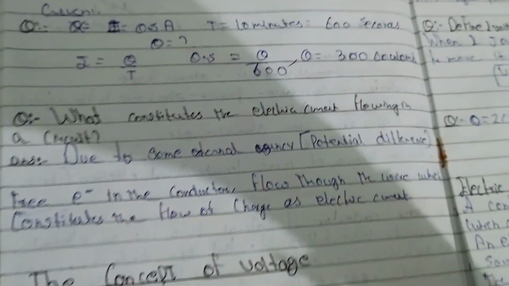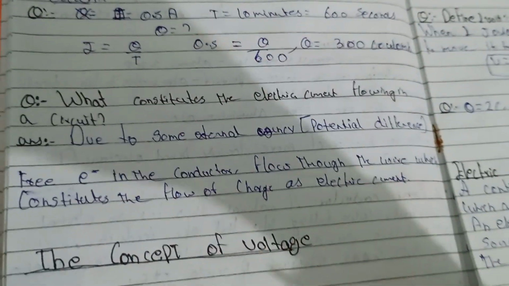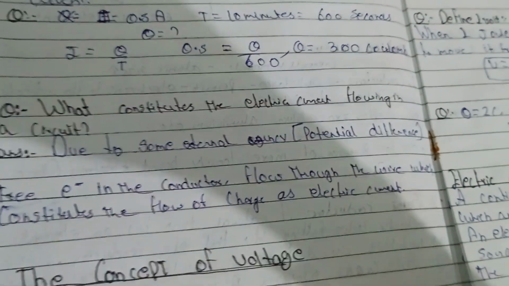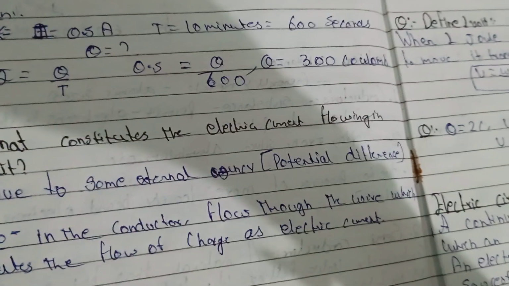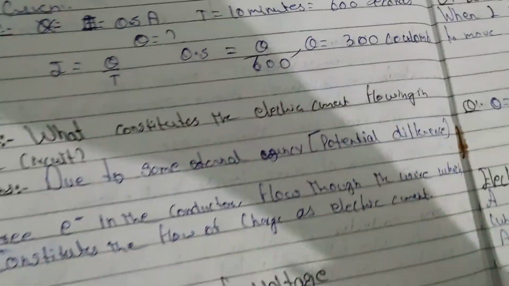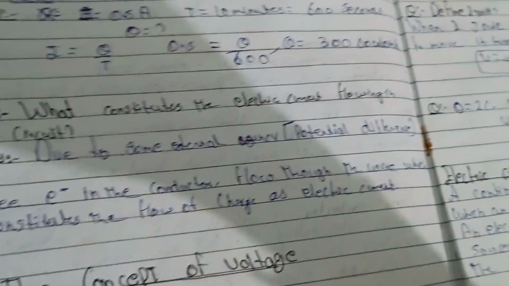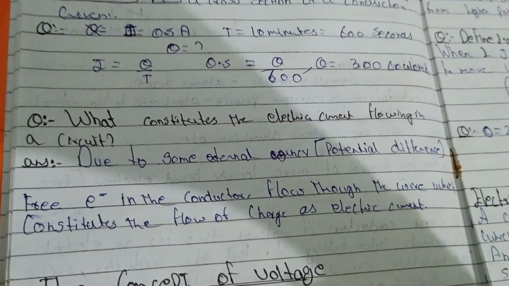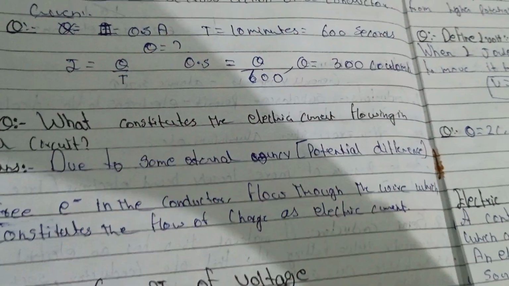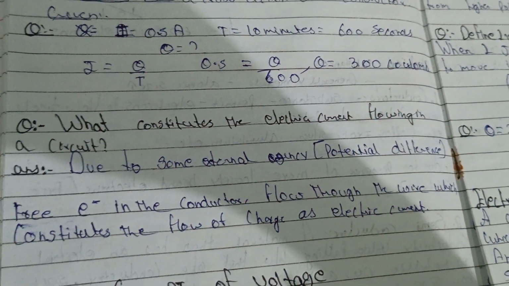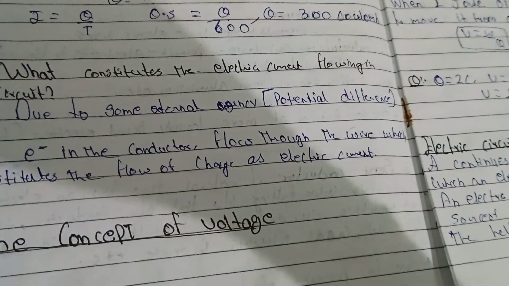What constitutes the electric current flowing in a circuit? It means why electric current flows in a circuit. It is due to some external agent like a potential difference. Free electrons in the conductor flow through the wire, which constitutes the flow of charge as electric current.